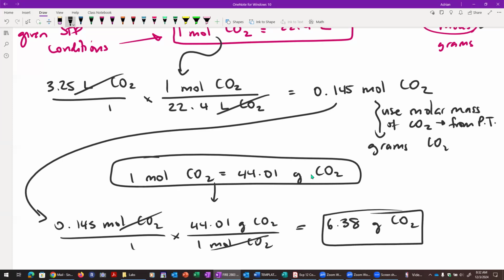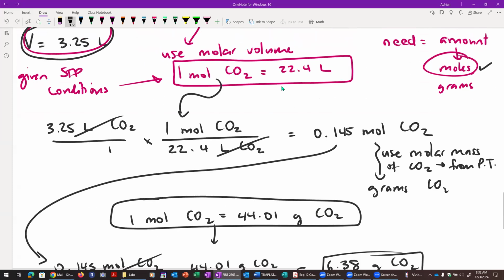So we can use, in this case, the molar volume. As long as we're under STP conditions, you can use that relationship, right? And that relates moles to volume. And if you wanted to, we can convert moles to other units like grams, depending on what the question is asking for.